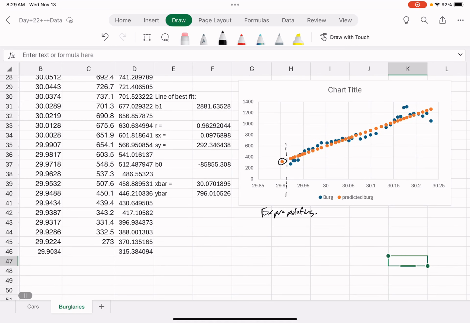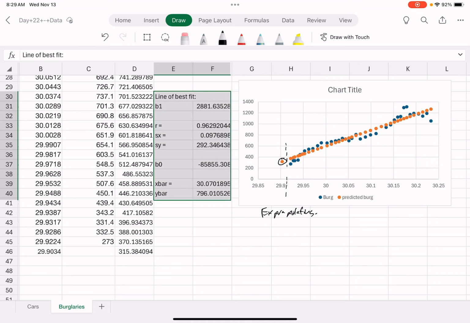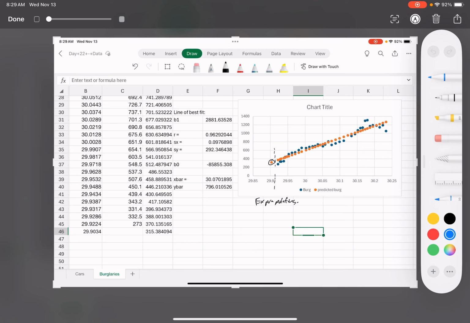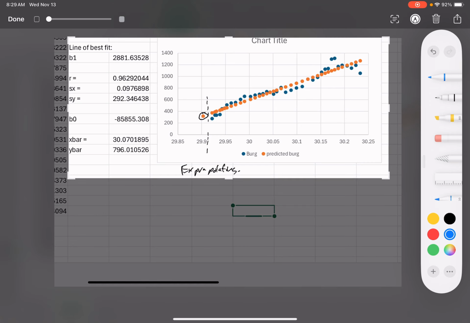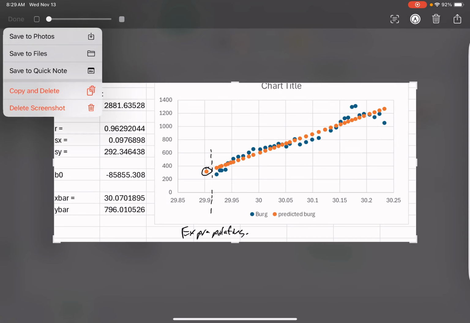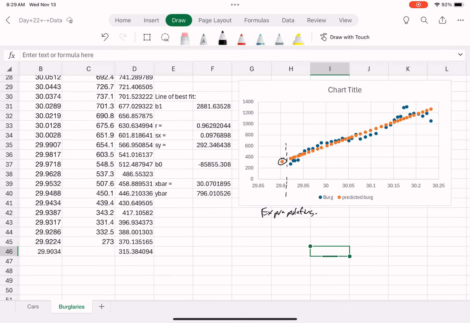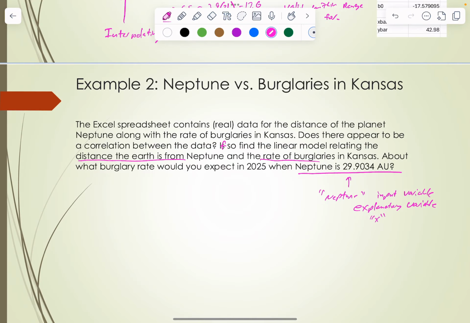All right, okay, let's go ahead and do the same thing we did before. Grab this information with a screenshot. Let's just take this whole thing. Let's take line of best fit. Let's take that whole plot as well. Done. Copy and delete. Go back to Notability.